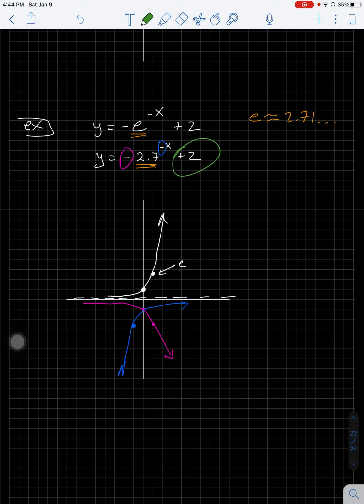This is going up 2, so I'm going to take the blue graph and move the points up 2, up 2, and I'm taking my asymptote and moving it up 2. So it's looking like this. Green graph is the end guy.